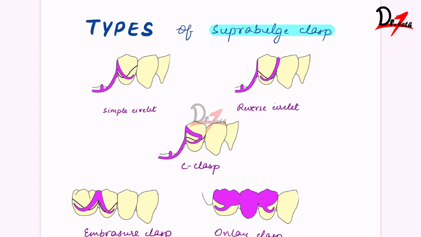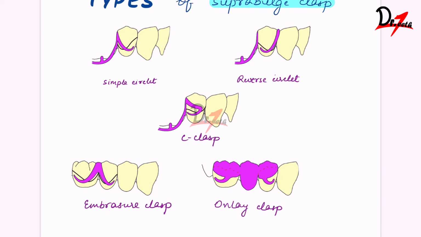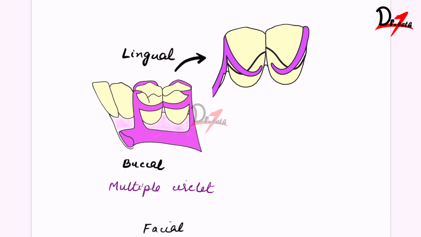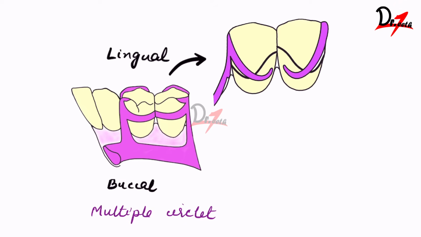You must have learnt about the inlays and onlays. So this is the onlay clasp. We will learn about them in detail in subsequent videos. But in this video, we're just going to see an overview. Okay, so we have some more. We have the multiple circlet, as you can see.